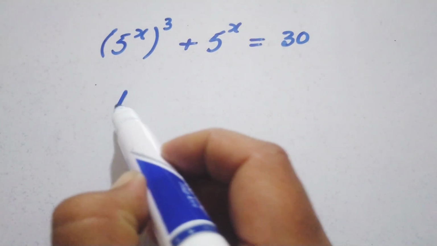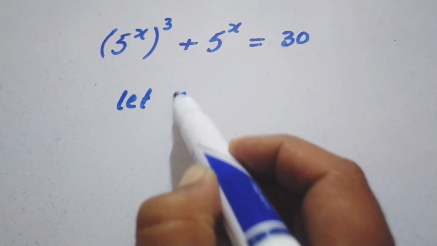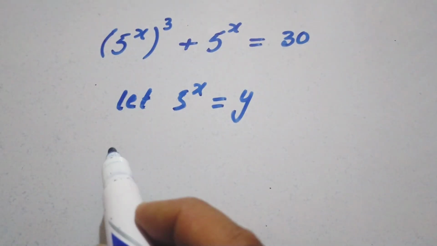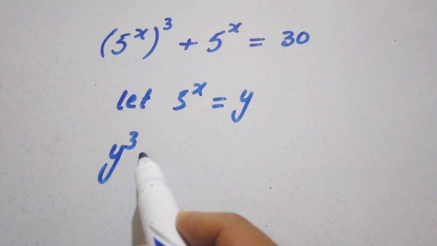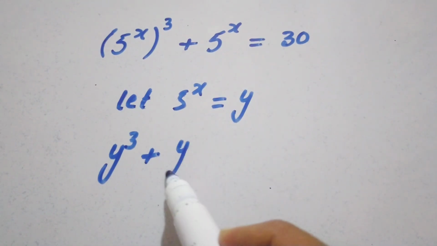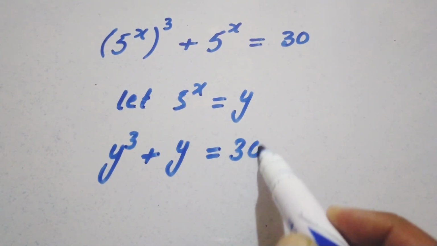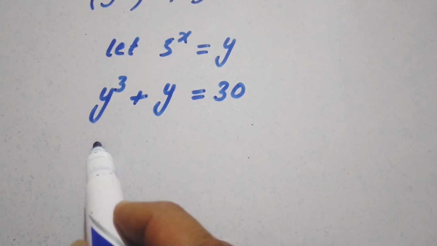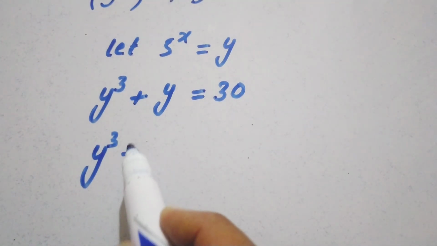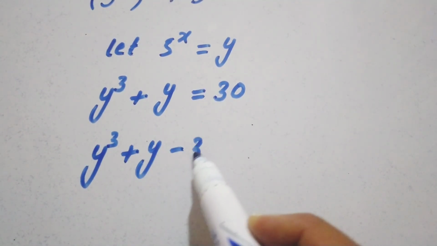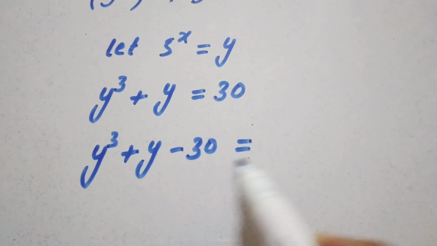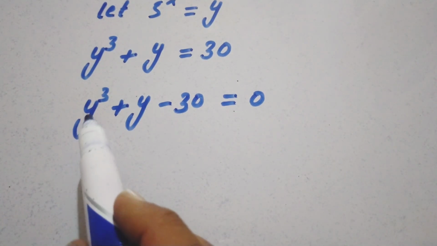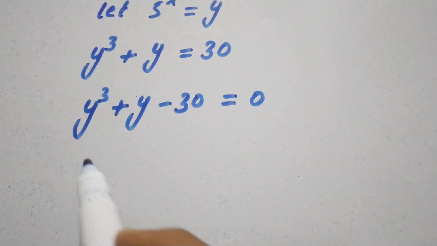Now suppose that 5 power x is equal to y. So this will become y cube plus y is equal to 30. Now moving 30 from right hand side to left hand side, this will become negative and this whole thing is equal to 0. Now we have y cube plus y minus 30.